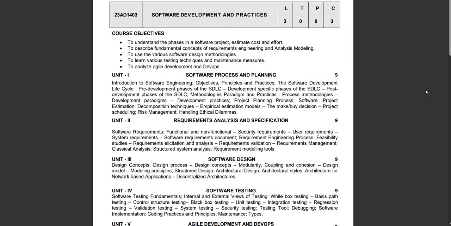We summarize the course objectives: to understand the phases in a software project, estimate the cost and efforts, describe the fundamental concepts and various software, and learn various techniques and development. So these are the objectives of the course. In the forthcoming class we will discuss the software process and planning. Thank you.